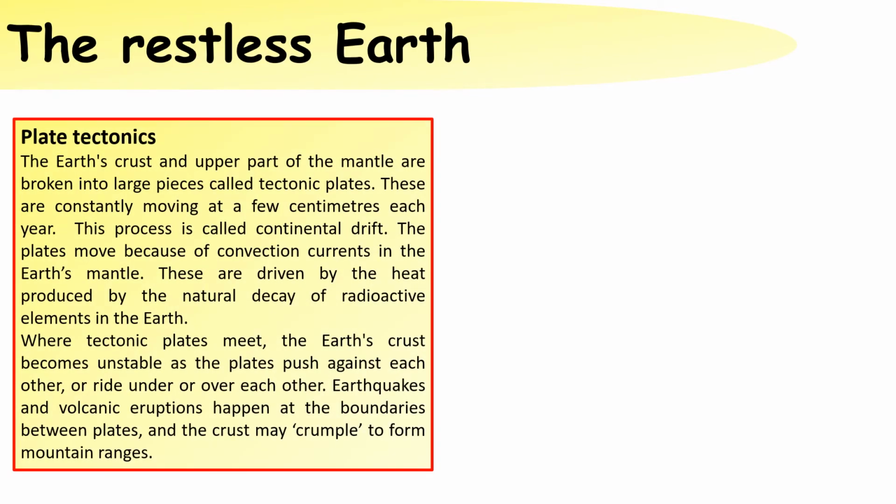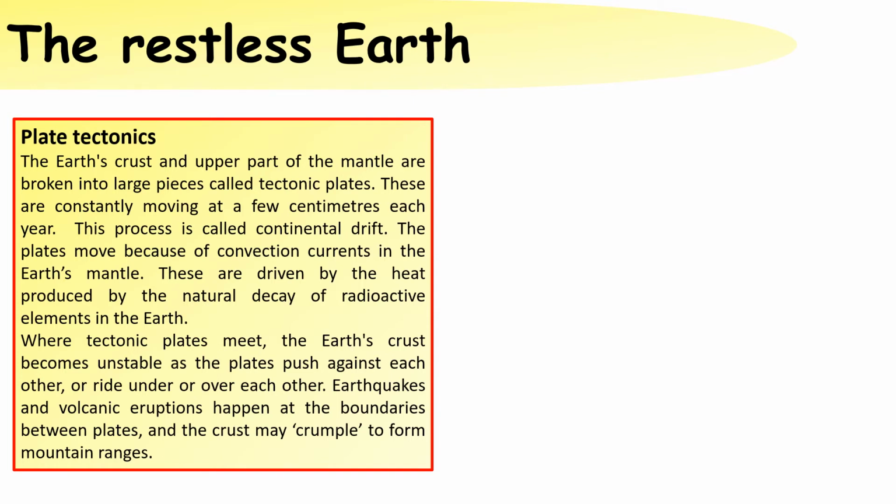The Earth's crust and upper part of the mantle are broken into large pieces called tectonic plates. These are constantly moving by a few centimetres each year. This process is called continental drift. The plates move because of convection currents in the Earth's mantle. These are driven by heat produced by the natural decay of radioactive elements in the Earth.